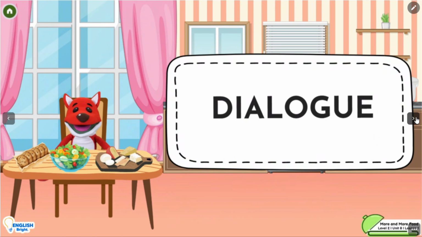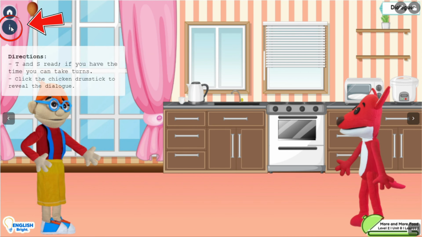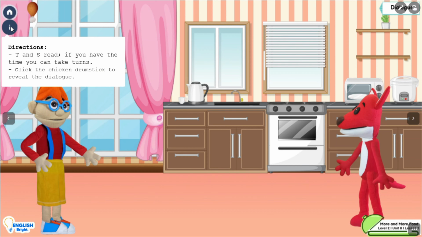Next is the dialogue slide. Begin by clicking the tooltip to view directions. The tooltip explains that the teacher and student will take turns reading the dialogue. Use the drumstick icon to reveal the dialogue and the hand button to locate the interactive elements. Then, click on them one by one.